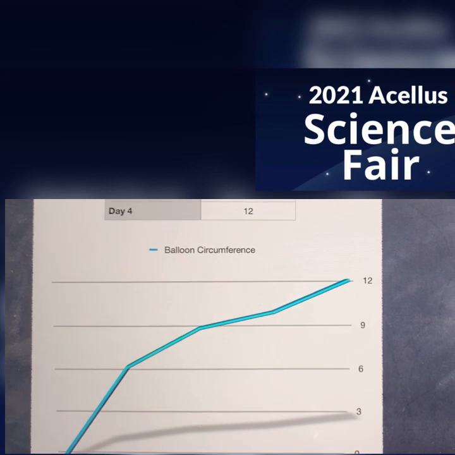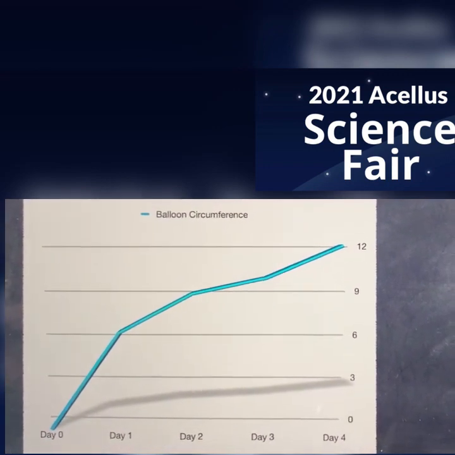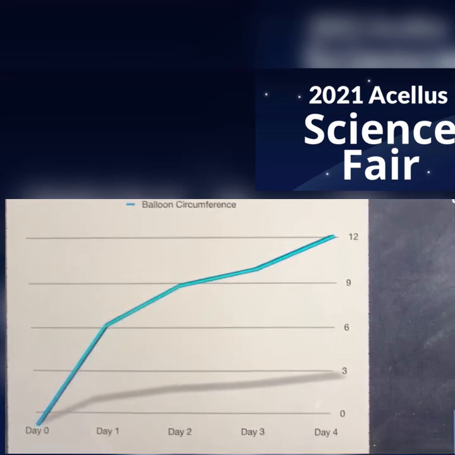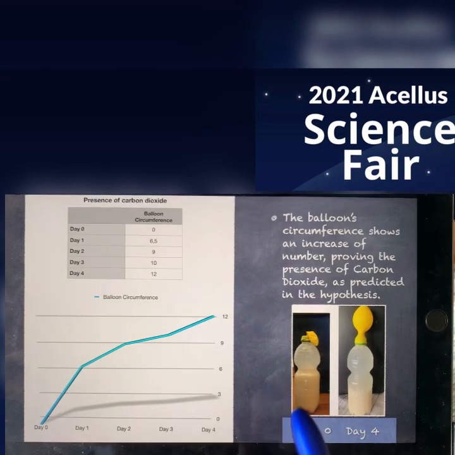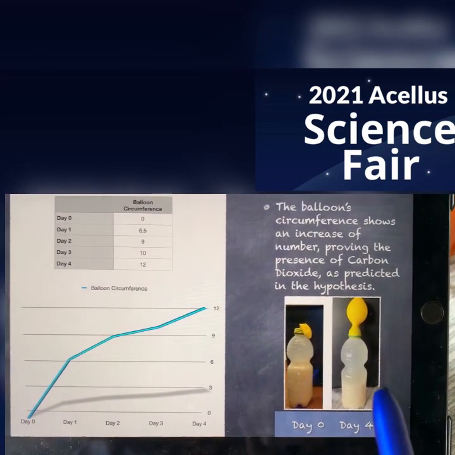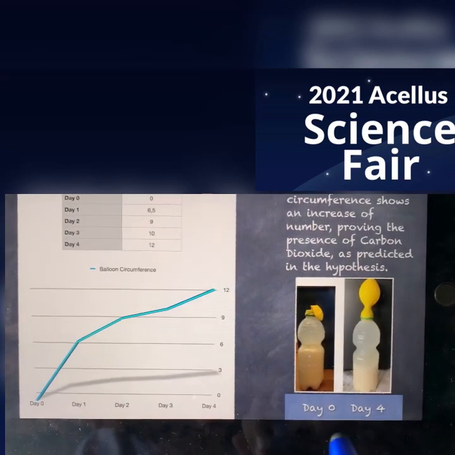The presence of carbon dioxide. The balloon circumference shows an increase in number, proving the presence of carbon dioxide as predicted in the hypothesis. So this is day 0. As we can see, there's no air. And here's day 4, which has increased the circumference and volume.